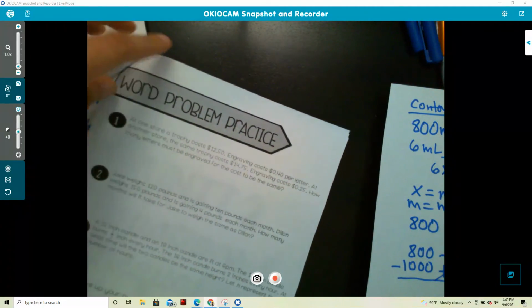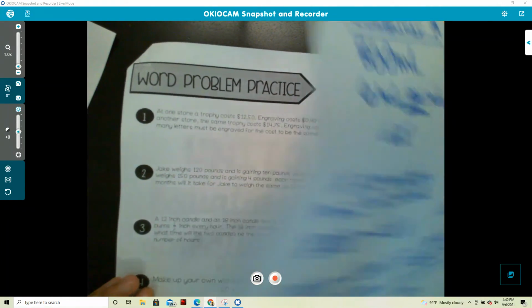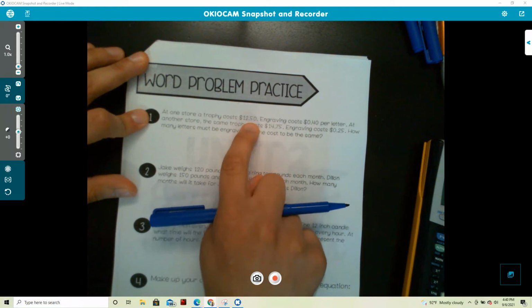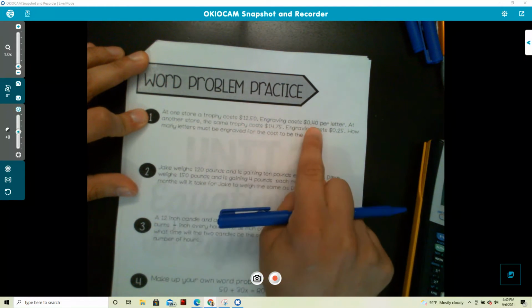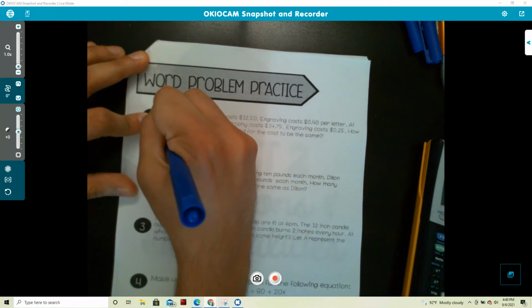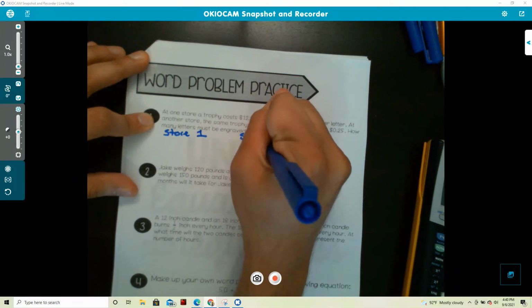So let's take a look at these word practice problems. It says at one store, a trophy costs $12.50. Engraving costs 40 cents per letter. At another store, so I'm going to go ahead and set up store number 1 and store 2.